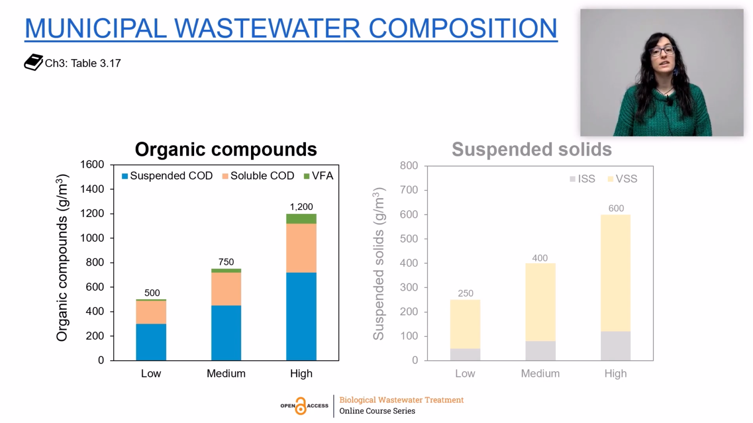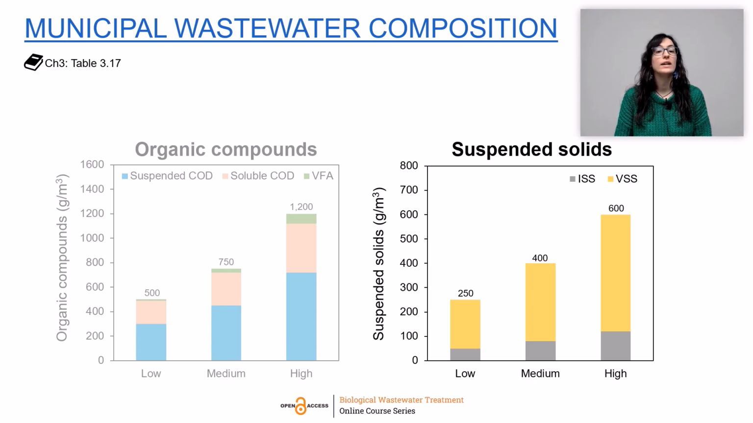And here it is interesting to characterize, for example, the volatile fatty acids, VFA, concentration, since it is the easiest compound to be degraded by bacteria and is key for some processes such as phosphorus removal. However, VFAs usually suppose a small fraction of the soluble COD.